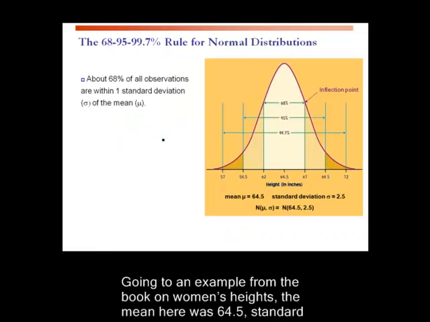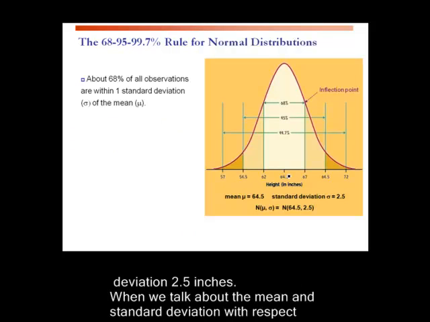Okay, so we're going to start calculating areas by using first a rule of thumb for normal distributions. If somebody tells you we have a normal distribution, then we know the following things. In this particular example, the mean is 64.5 and the standard deviation is 2.5.